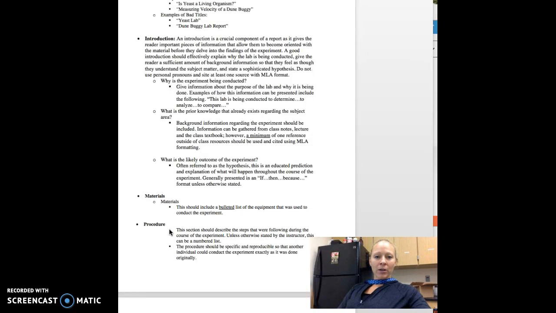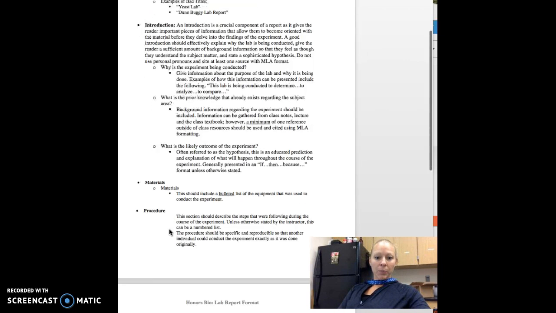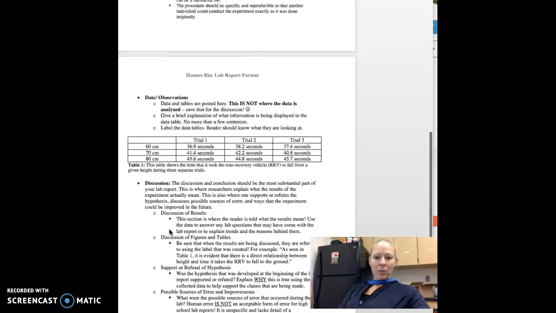reproducible. If you remember our discussion on peer-reviewed science, we want to make sure that somebody else can do this lab to try and get the same results so that they could either support or refute your hypothesis. And that's how we determine what good science is and if it's trustworthy. So let's go on to the second page.